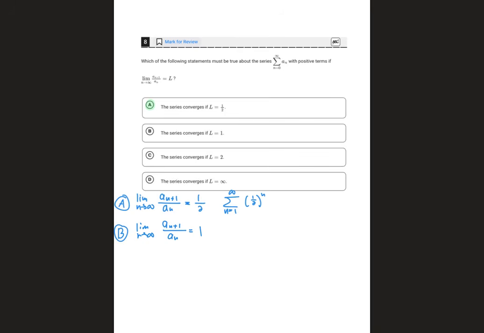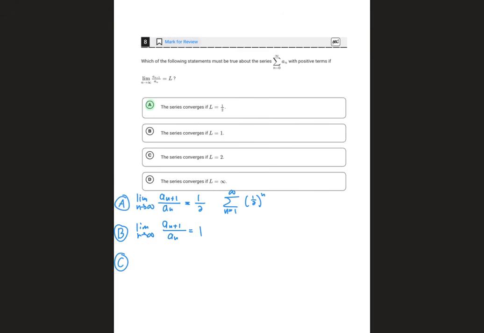And that's what this says. You divide any term by the previous term, and you get 1. That's just saying these are the same, or approaching to be the same. And if every term's the same, it's just going to keep getting bigger and bigger if it's positive. Actually, anyways, never mind.